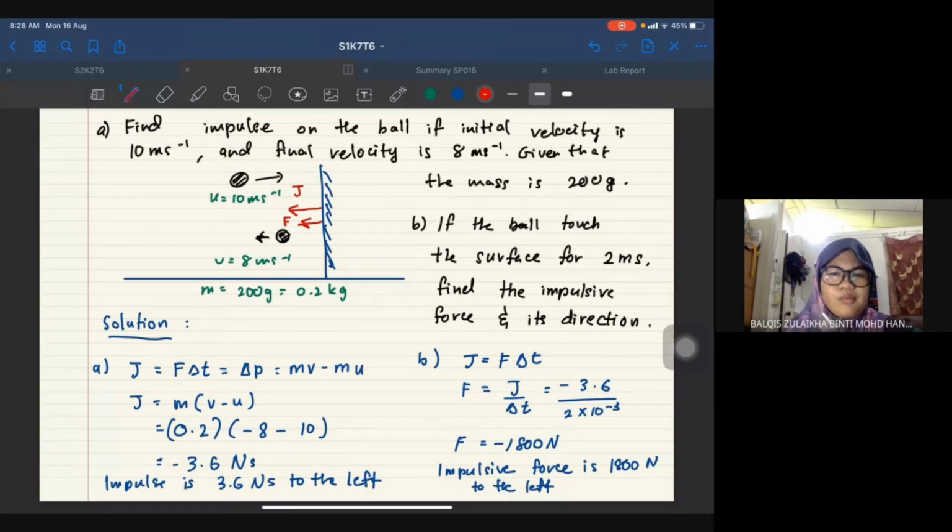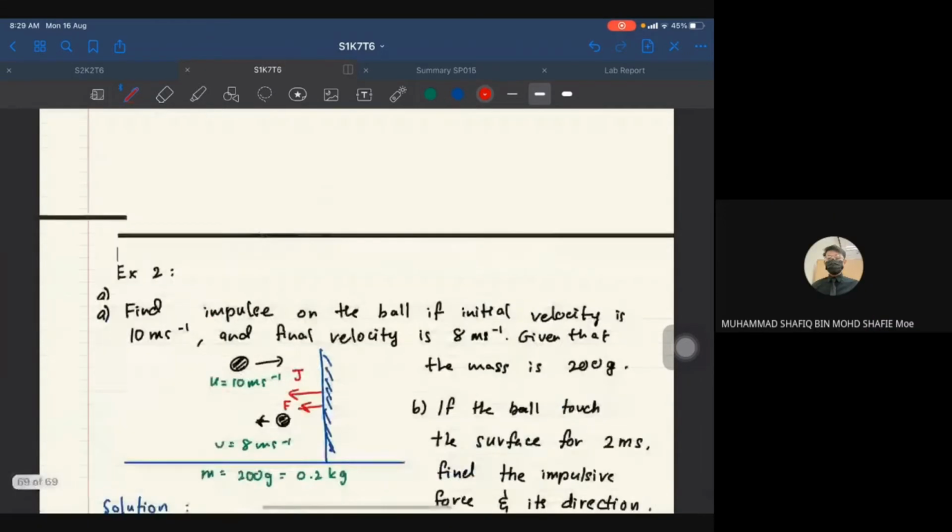So it makes sense lah. Kalau kamu langgar dinding, force tu rasa dekat kamu in that direction. So everything makes sense. Any question? Tak ada, sir. Tak ada.